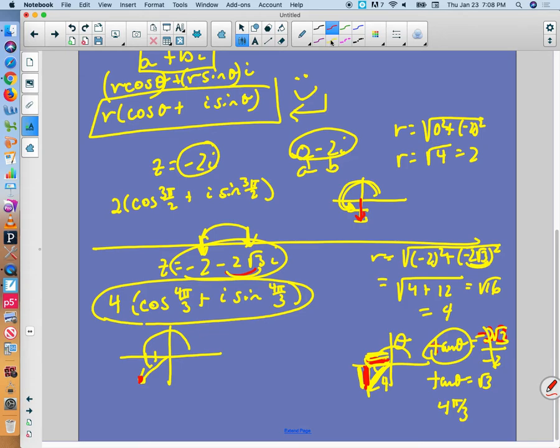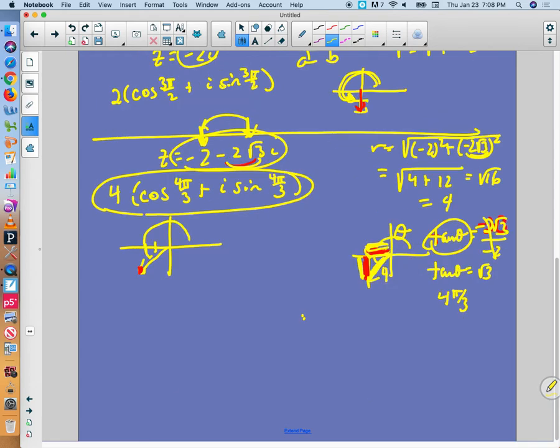Also, you can verify that it works like this, like you could check it. You could say 4 times the cosine of 4 pi over 3, if you were on a quiz, would be negative 1/2. The sine of 4 pi over 3 is negative square root of 3 over 2.